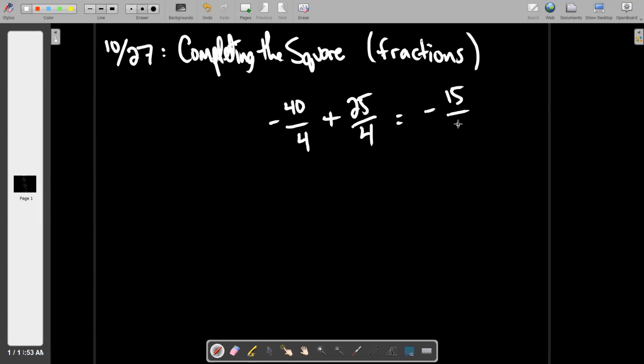That's -15/4. Good. So recall that you're just adding the tops. -40. Here, I'll draw a little yellow caterpillar thing around it. -40 plus 25 is -15, and that's that. Everybody okay with that process? You'll have to do that every single time.